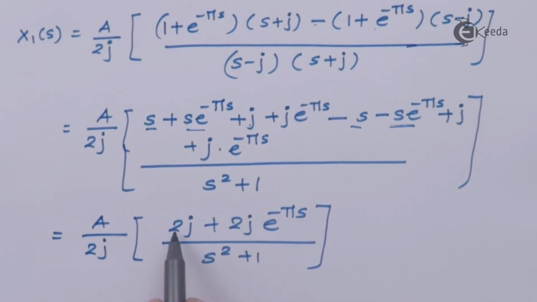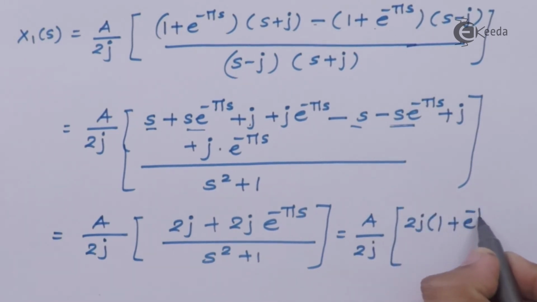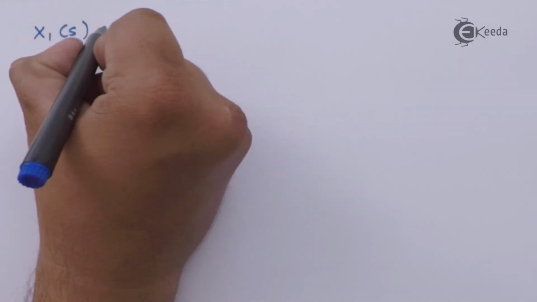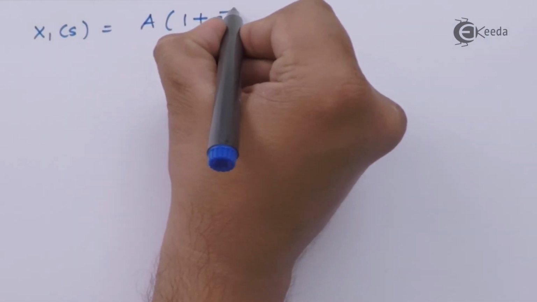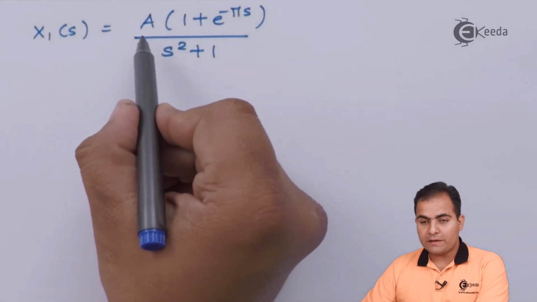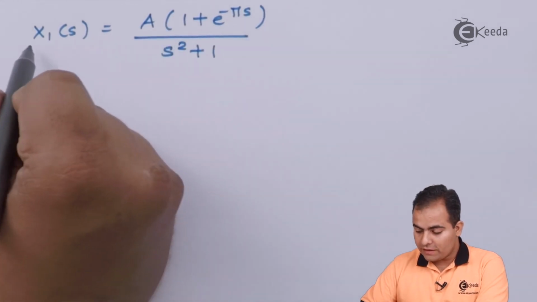Now look at here, from the numerator you can take 2j common, and after taking 2j common, the 2j in the numerator and this 2j in the denominator will get cancelled, and the remaining part is our result. So after cancelling 2j, which is present in the denominator and numerator, you have got this result, and this is our x1 of s.